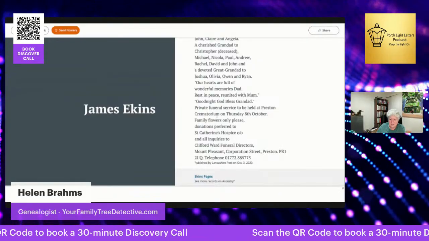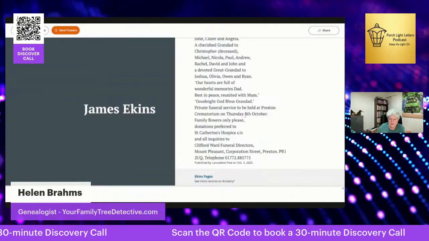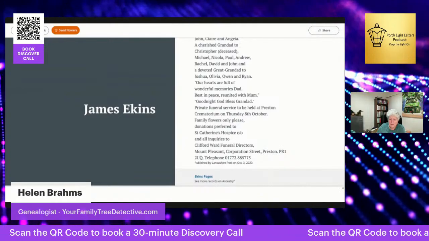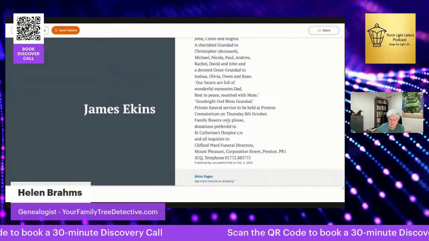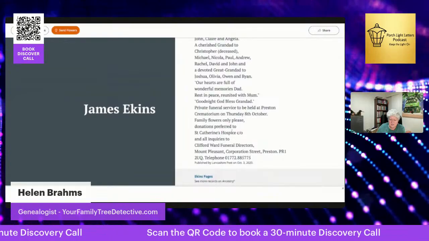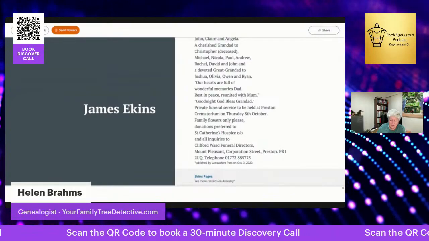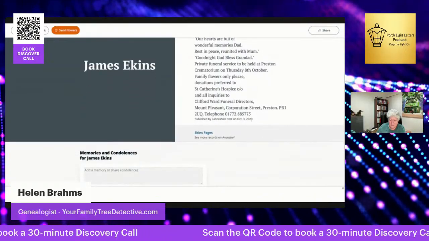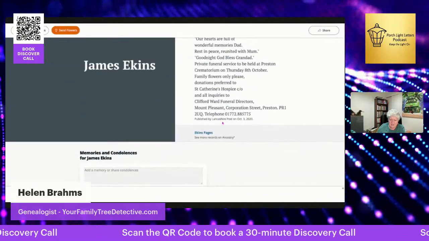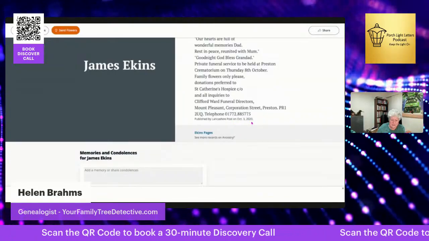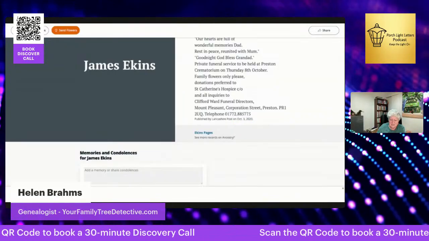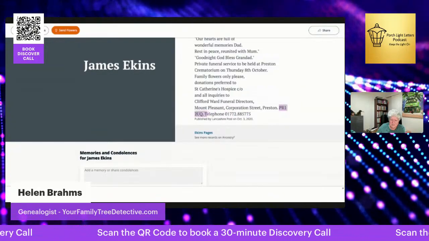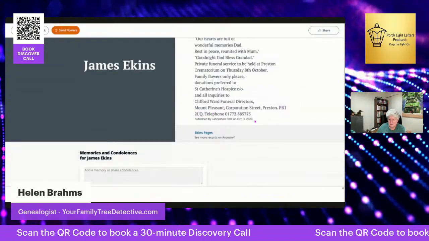Private funeral service to be held at Preston Crematorium on Thursday, the 8th of October, and this was reported on the 3rd of October. Family flowers only, please. Donations preferred to St. Catherine's Hospice, care of, and all inquiries. And then it's got the funeral director's information there. And it was published in the Lancashire Post on October the 3rd, 2020. So this is actually England.